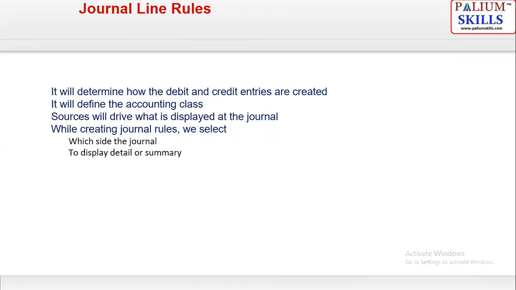Okay, so in the journal line rules, individual rules, so this is the line level, right? Journal, we talked about header and lines, right? So this is at the line level. Line level, what do we have? We have the accounting information, debit and credit. So here also we will have to say whether this particular rule pertains to a debit or a credit entry. It will define the accounting class also, and whether it will display the detail or summary. So this is about the journal line rules.